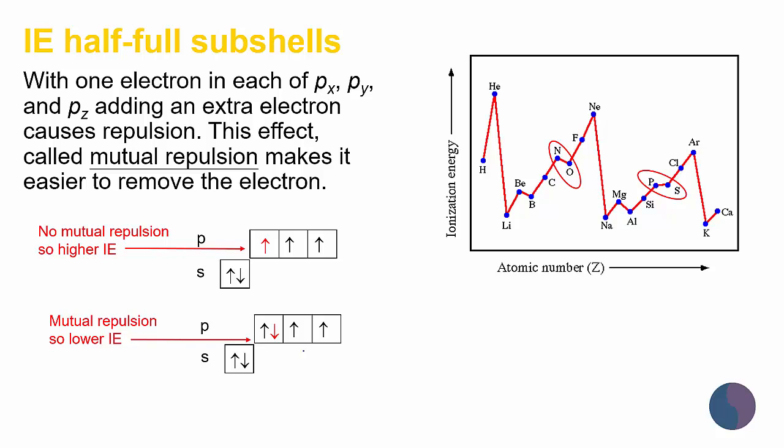And the other exceptions are these ones, and these ones are halfway through the p's. They are the same distance, but we have their mutual repulsion, so it's easier to remove an electron from the oxygen and the sulfur here because of the mutual repulsion effect.